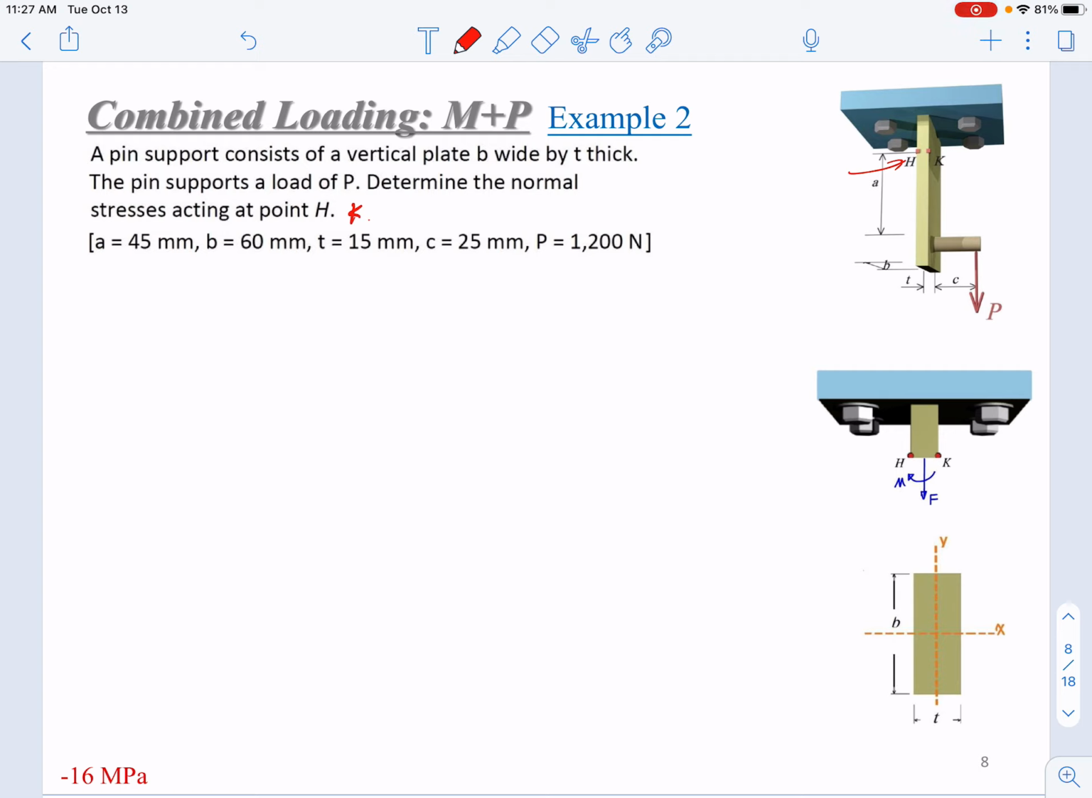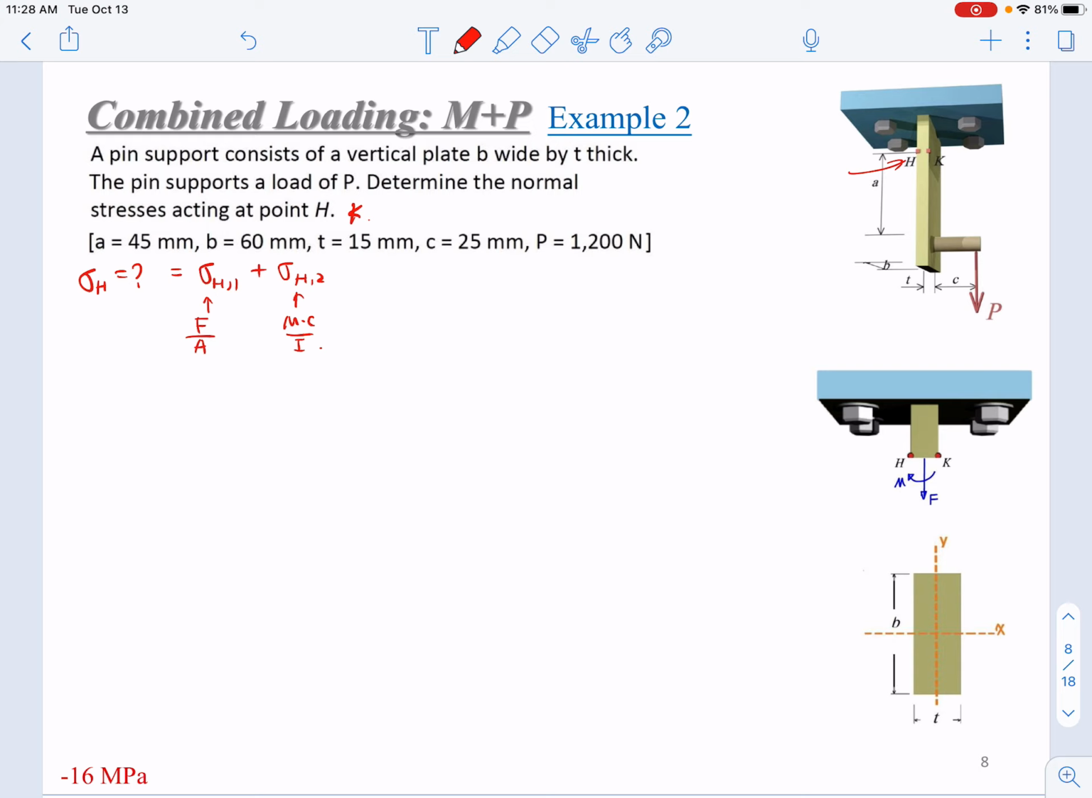First of all, if you want to calculate the stress at H, you should realize that it is subjected to combined loading, because the P is not applied at the centroid of the plate. It has a distance C to the right edge. So the stress equals the first component due to axial loading, and the second component due to bending moment. The first component equals F over A, the second due to bending is MC over I.